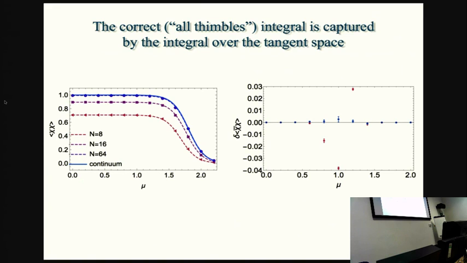Except that the sign problem is a little worse. But in this case, it's a little worse, but it's not bad. So we can deal with that. This way you can approach the continuum limit, and you get the right answer.